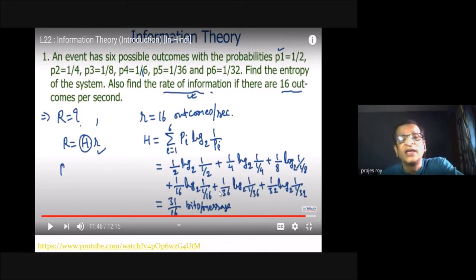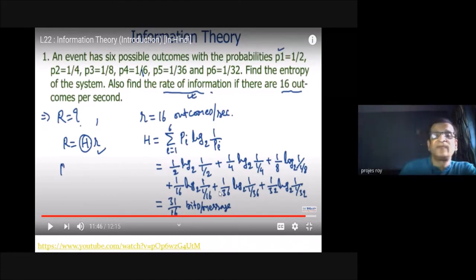Here H = sigma, i = 1 to 6, of pi log2(1/pi), which is 1/2 log2(2) plus 1/4 log2(4), and so on, up to the sixth term. At the end of the calculation, you will see the value is 31/16. And again, you have to multiply by 16 over here, so the 16 will cancel, and the information on that particular message will be 31.